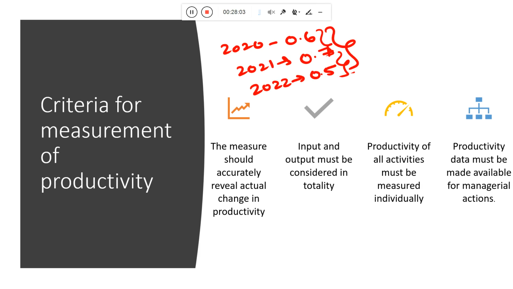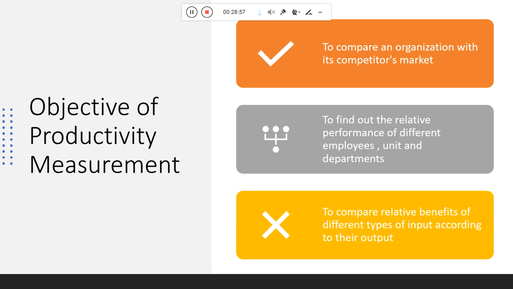The next point is that input and output must be considered in totality. We will discuss that in the numerical part. The productivity of all activities must be measured individually. And the productivity data must be made available for managerial action. Many companies do not reveal that data when you go to the industry. They need to reveal it at least to the engineers, so that you can take the proper decision for that organization.